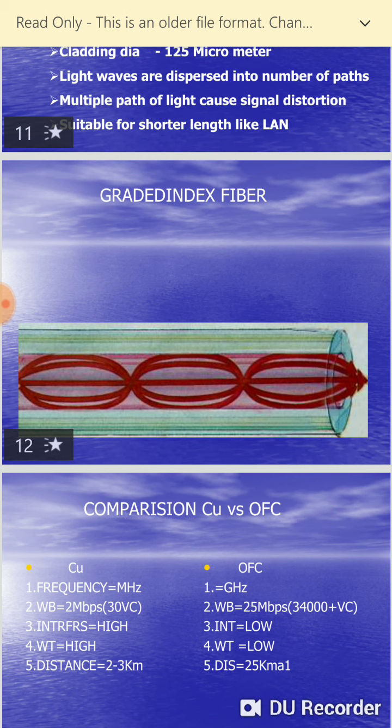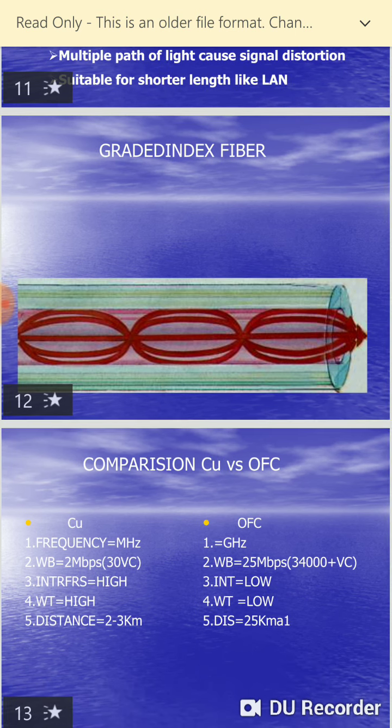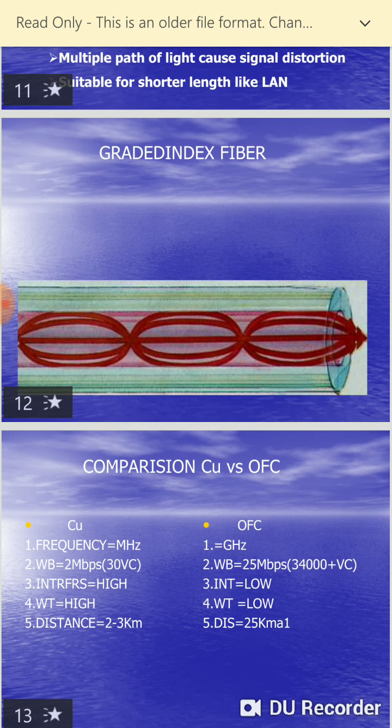Then the speed, if we consider, is 2 Mbps in case of copper wire, and in case of optical fiber cable the speed is 25 megabits per second. So for copper wire it is 2 Mbps and for optical fiber cable it is 25 megabits per second. Then interference, for copper wire it was high, for optical fiber cable the interference is low.